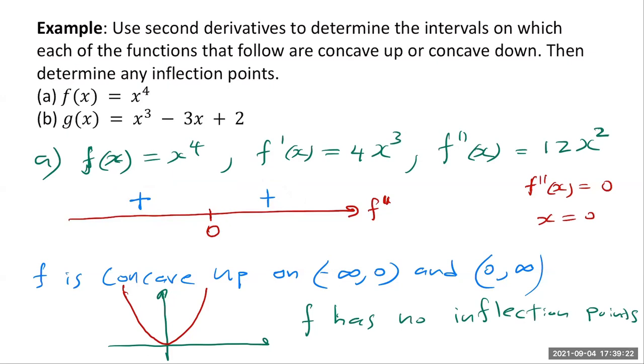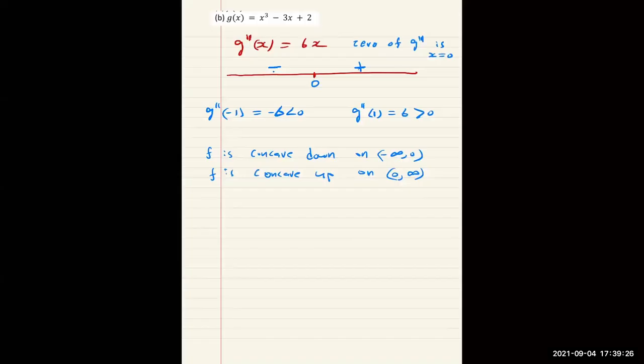What about the next one? As you can see here, this is the sign chart for g double prime. And as you can see, now you have a point where g double prime changes the sign, from minus to positive. So that means at this point, we have an inflection point. F has an inflection point.